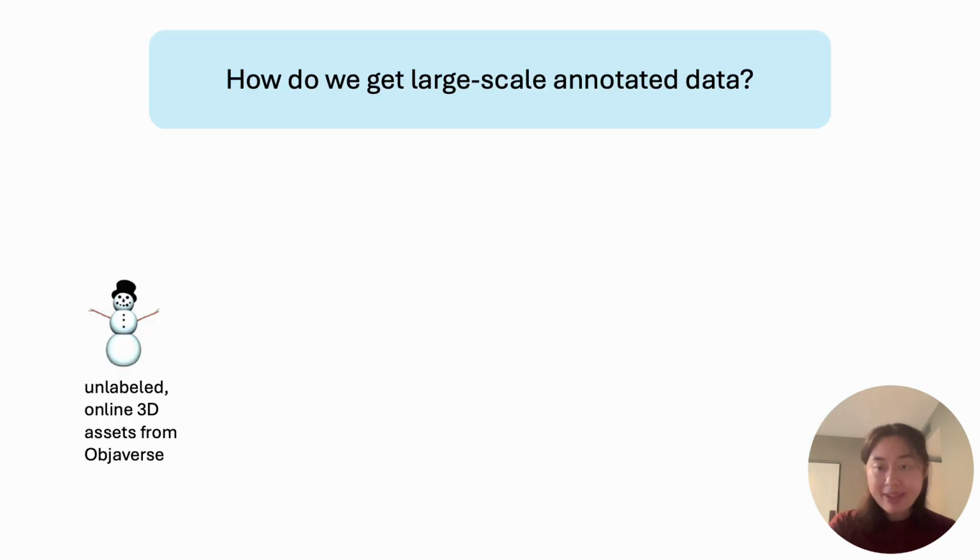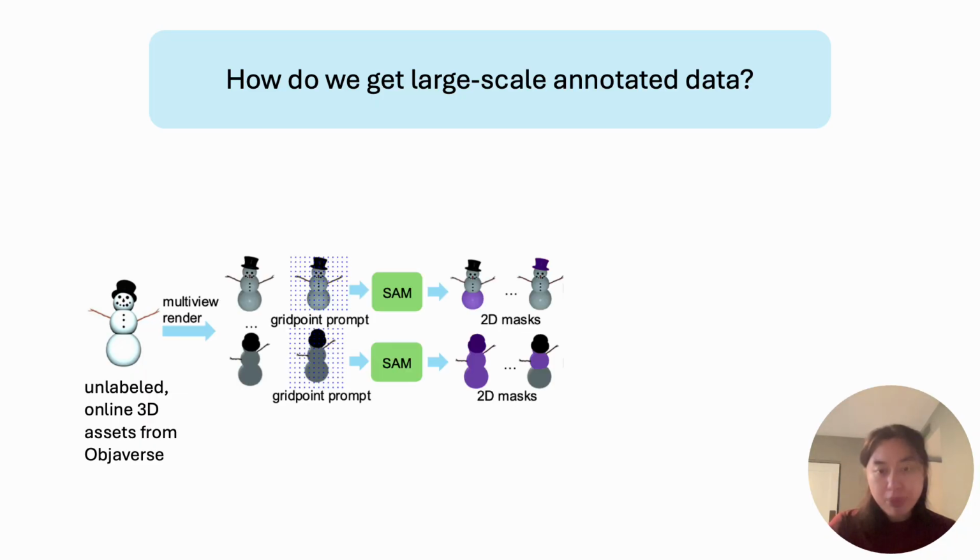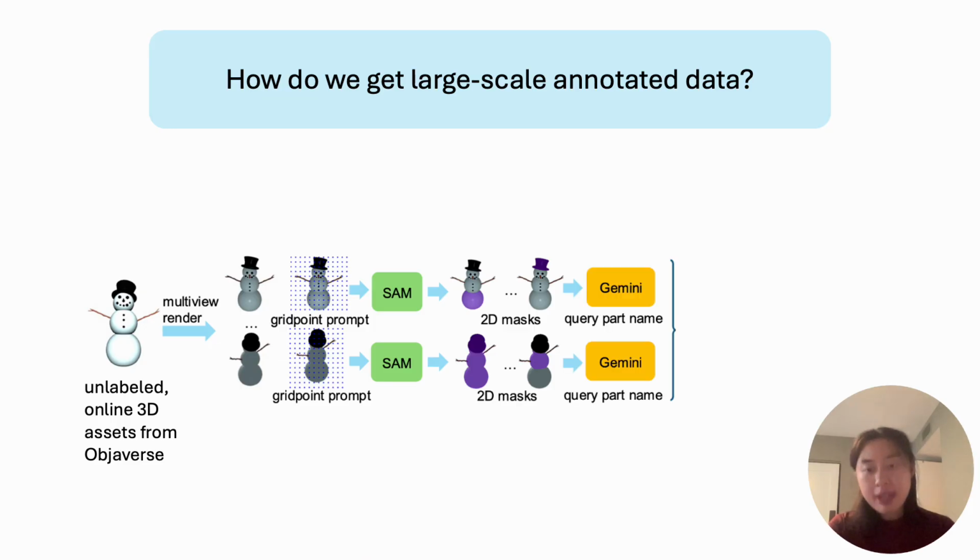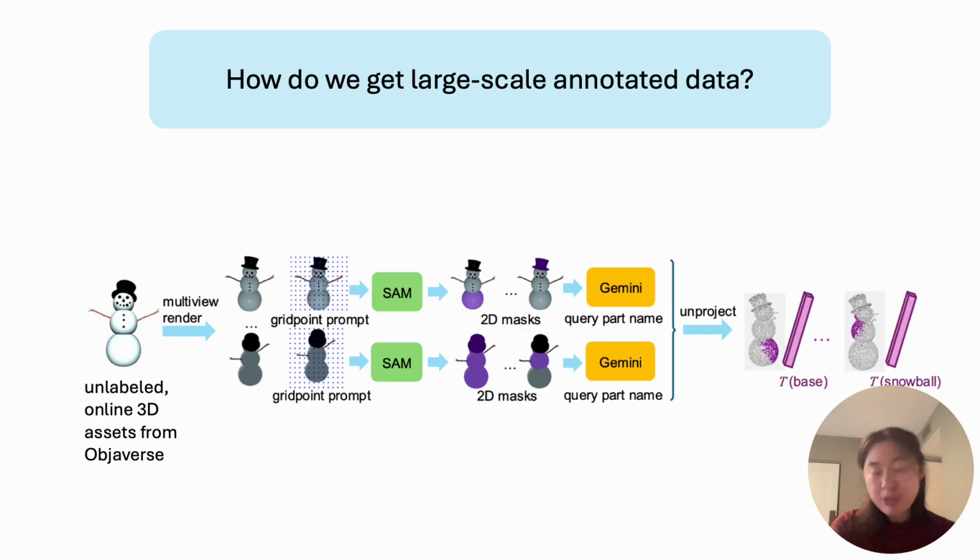So how do we build the data engine? We start from unlabeled online 3D assets from Objaverse. Do multi-view rendering. Use grid point prompts to pass it to SAM to get 2D masks. And then query Gemini for the part names. Do geometric back projection to get the points, and use VLM to embed the labels.